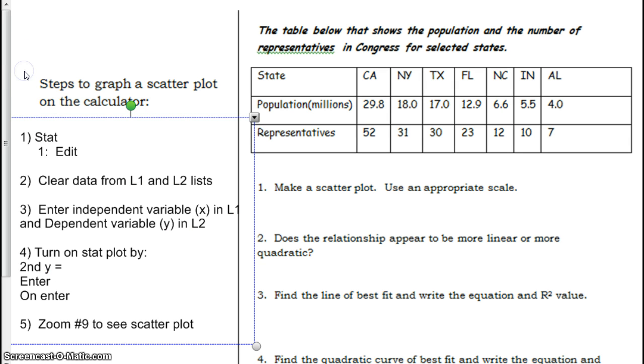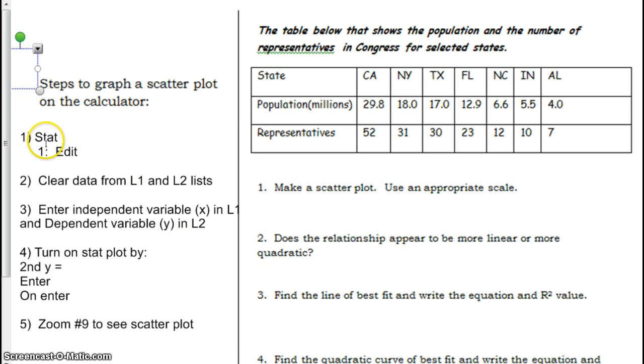Okay, so for our steps to graph a scatter plot, I first want to just have you write down the steps, and then I'll bring up the graphing calculator. Our first step is to hit the Stat button on your calculator, and then hit number 1 for Edit. Your second step is to clear your data from the L1 and L2 lists. Your third step is you're going to enter the independent variable, the x, into L1, and the dependent variable, the y, into L2.